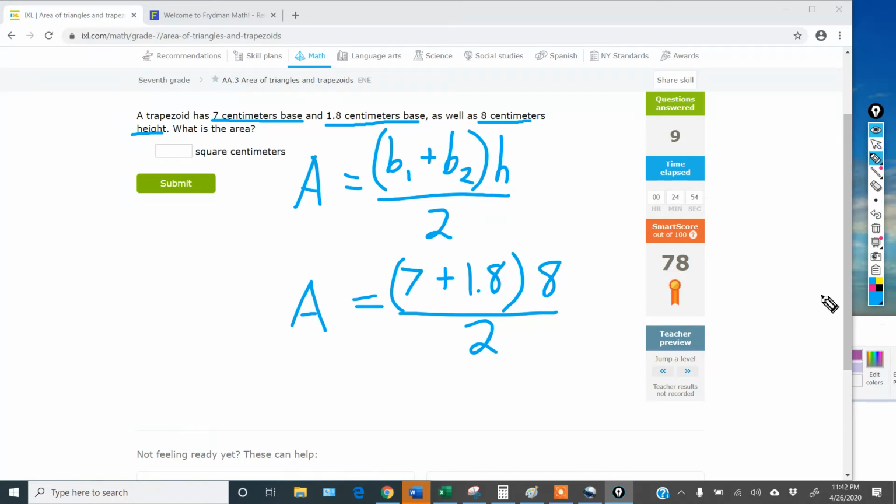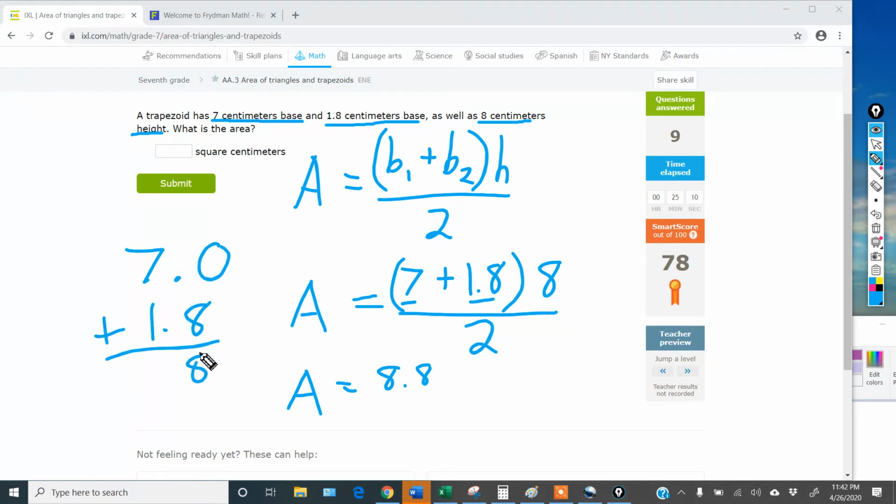So now let's go ahead and say we have 7 plus 1.8, which is just 8.8, because 7 is like 7.0. When we add 1.8, we get 8.8. So we have 8.8 times this other 8, all of that divided by 2. We could say that 8 divided by 2 is 4, and then you could do 4 times 8.8.